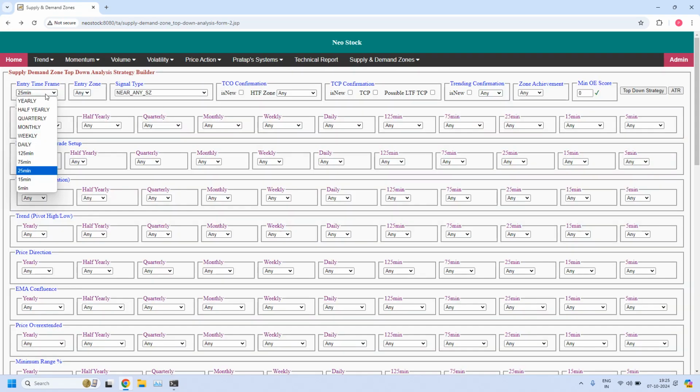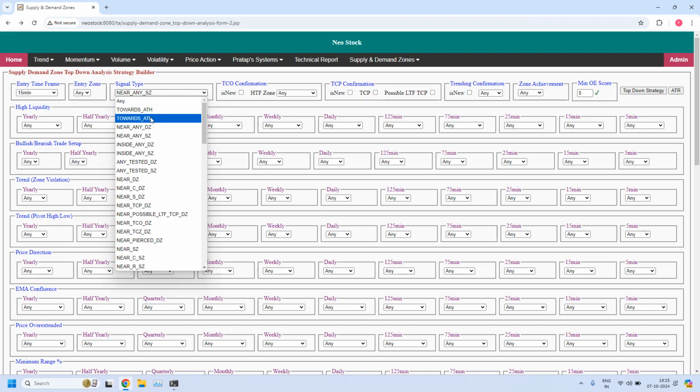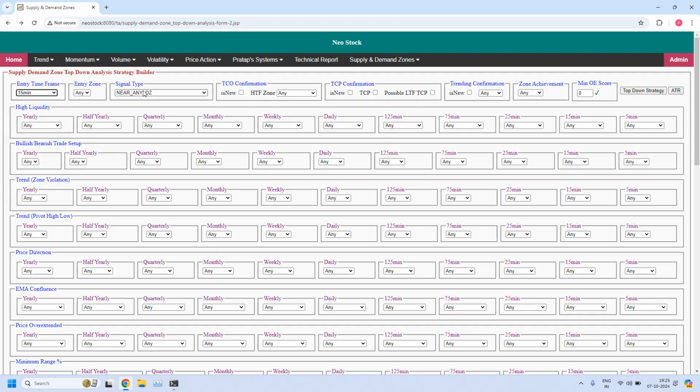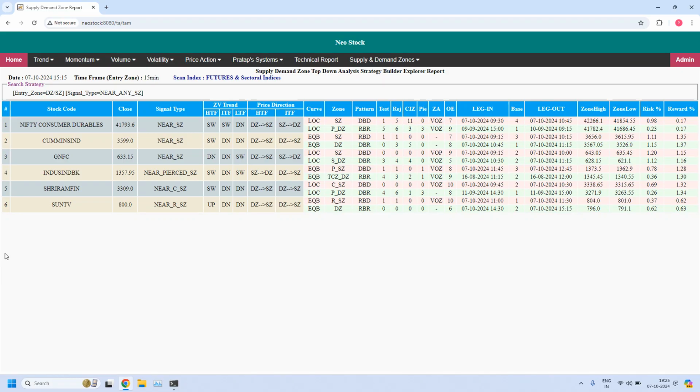Next time frame is 15 minutes. Let us find the stocks near 15 minutes demand zone. 4 stocks are filtered. Next, for 15 minutes time frame, let us find the stocks near 15 minutes supply zone. 6 stocks are filtered.